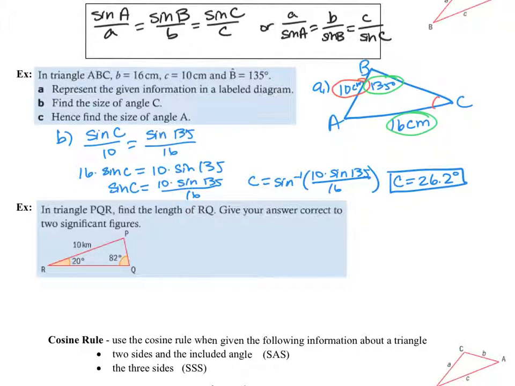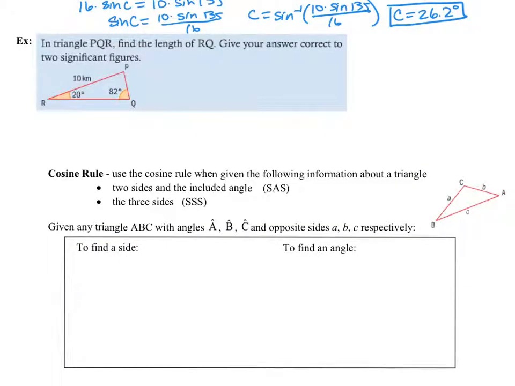Well, if we know the size of angle B and the size of angle C, I'm going to label C as 26.2 degrees. Then all we need to do is subtract 135 and 26.2 from 180. So for our answer for C, let me write it down: 180 minus 26.2 minus 135. That turns out to be 18.8 degrees. Okay, and we'll label it in our diagram as well.